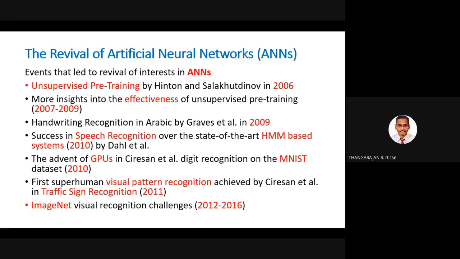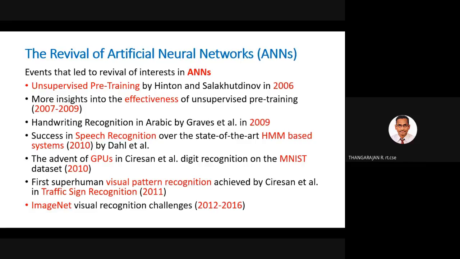Then the researchers introduced the MNIST data set for handwritten digit recognition. The MNIST data set was introduced in 2010 by Ciresan et al. for digit recognition, and they employed GPUs. The first superhuman visual pattern recognition was achieved by the same Ciresan et al. in traffic sign recognition in 2011 by using GPUs.